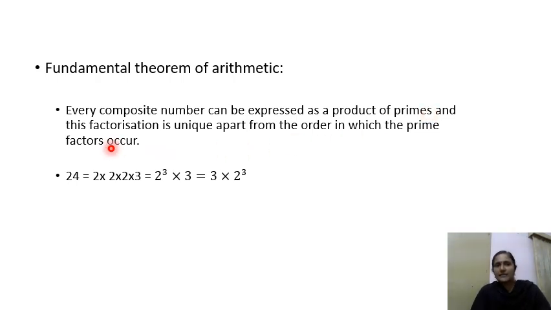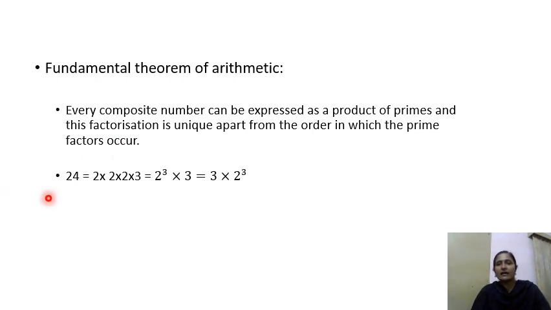And what does this mean? This factorization is unique apart from the order in which the prime factors occur. Just a simple example, 6. 6 can be written as 2 into 3, correct? But 6 can be written as 3 into 2 also, both are correct. So order is not important. The factors are important there.